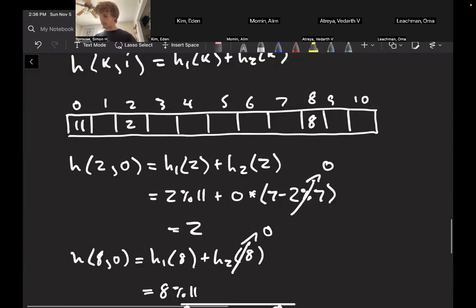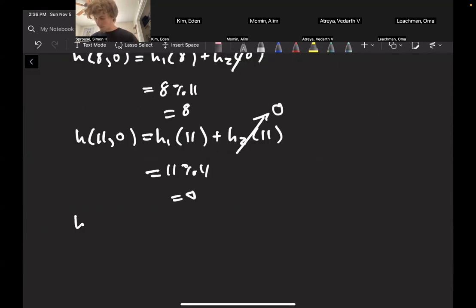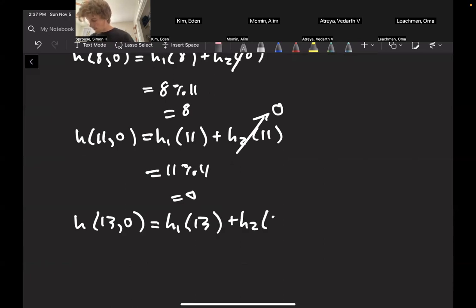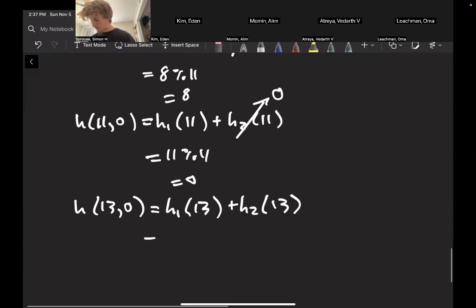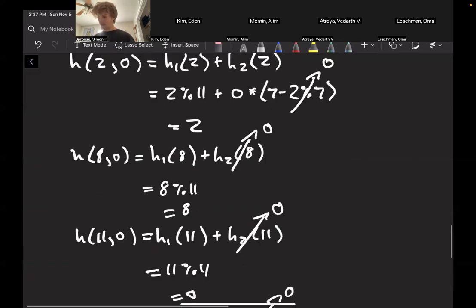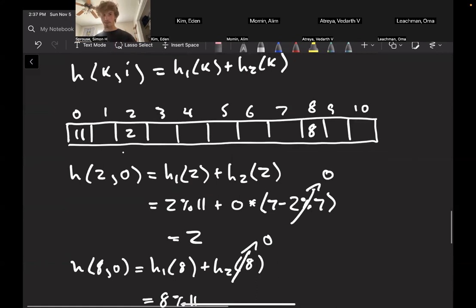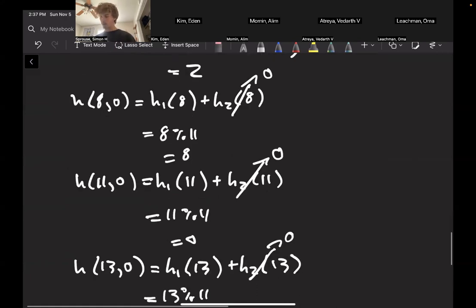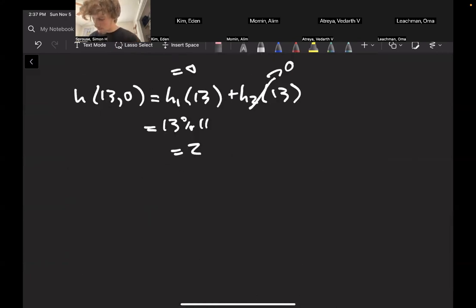Let's add 13. This one in the past has given us a collision, so let's see what happens here. This is going to be the first function plus the second function, and that's going to give us 13 mod 11, which is 2. As we look, something is already here, so we can't use the spot. Now we've got to try again.